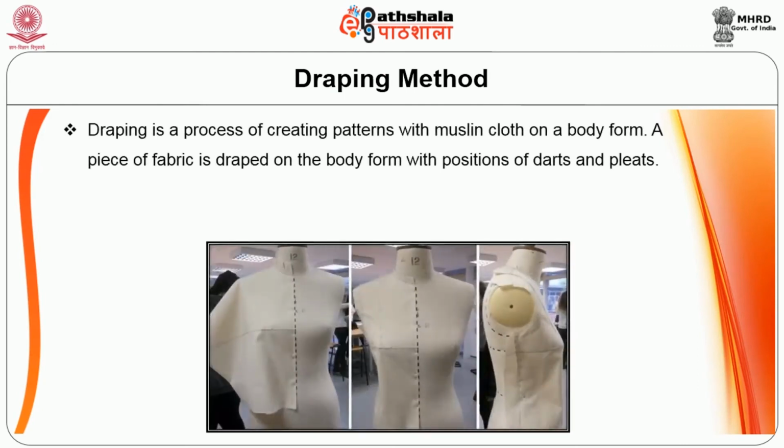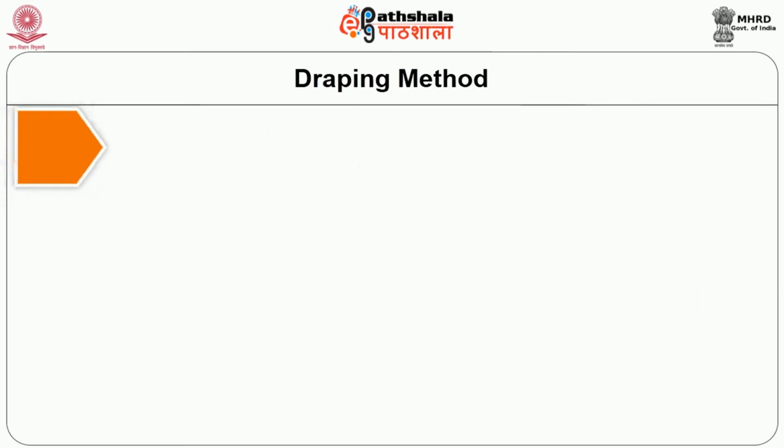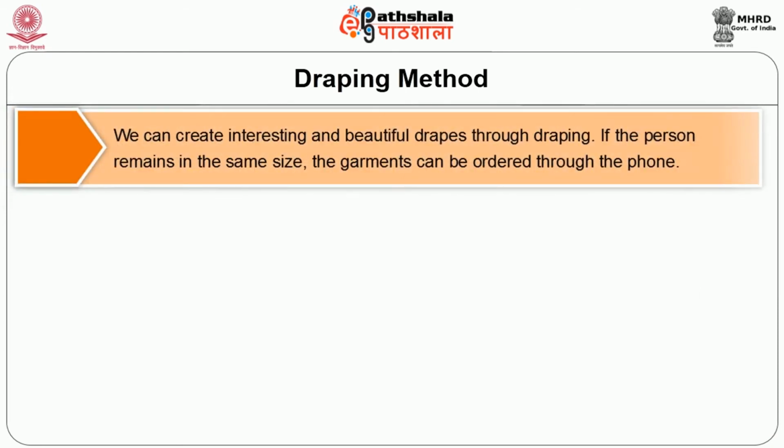Draping is the process of creating patterns with muslin cloth on a body form. A piece of fabric is draped on the body form with positions of darts and pleats. This is done in a cheaper and thinner fabric named muslin. This method is ideal for garment styles with drapes. We can create interesting and beautiful drapes through the draping method.